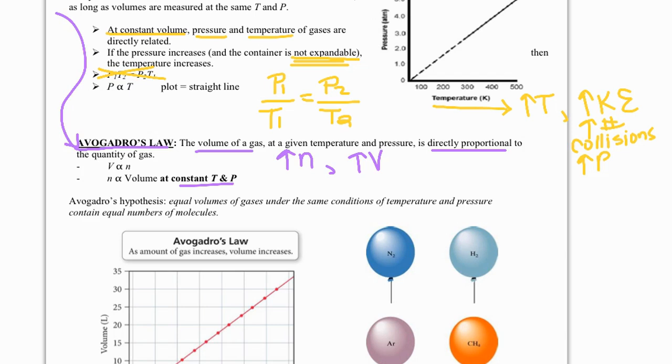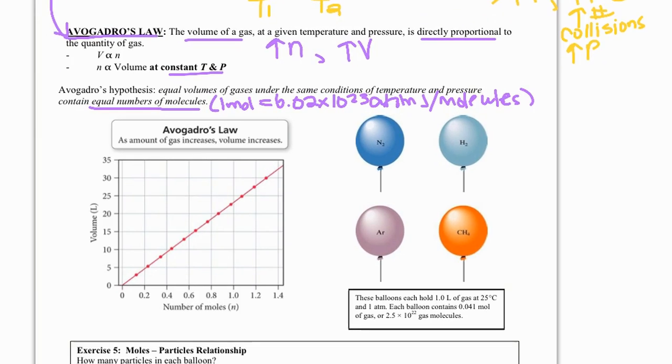Avogadro's hypothesis says that equal volumes of gases under the same conditions have equal numbers of molecules. That's really what he said. Remember that it's really equal numbers of moles, but we say molecules because we know that 1 mole is equal to 6.02 times 10 to the 23rd atoms or molecules. Mole is a nicer way of writing Avogadro's number, so they go hand in hand. If equal volumes of gases have the same number of moles, then they would have the same number of molecules as well. Obviously, it should make sense.